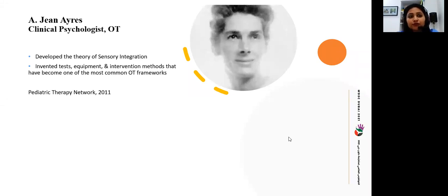This is a picture of Anna Jean Ayres, who was a clinical psychologist and an American occupational therapist. She was the one who pioneered sensory integration. She developed the theory of sensory integration. And she also invented a number of tests, equipment, and interventions which are used in the OT framework even now. Her work was carried forward by her colleagues and students, and this is how it came into practice.